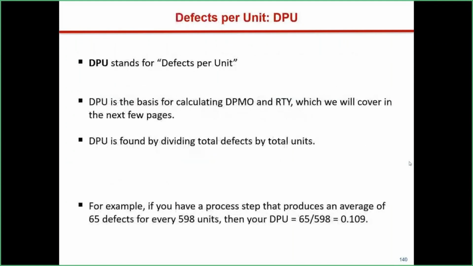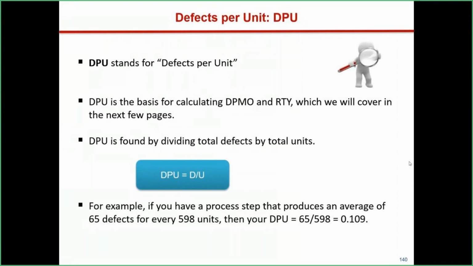So let's understand what DPU stands for. And this is really very important because this forms the basis of calculation for DPMO and RTY as well. DPU stands for defects per unit. DPU is found by dividing total defects by total units. For example, if you have a process step that produces an average of 65 defects for every 598 units, then your DPU is 65 divided by 598.